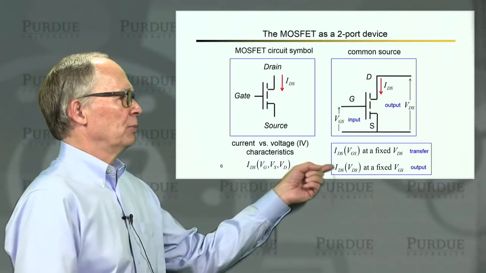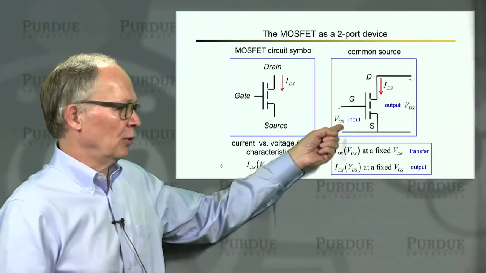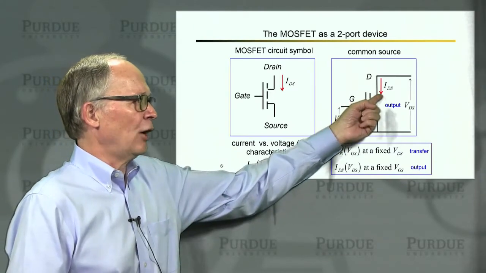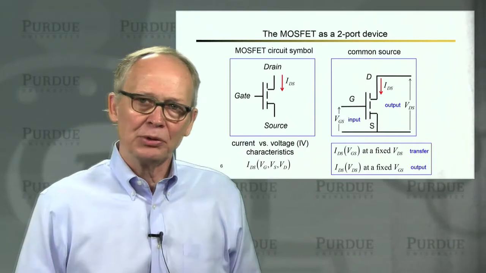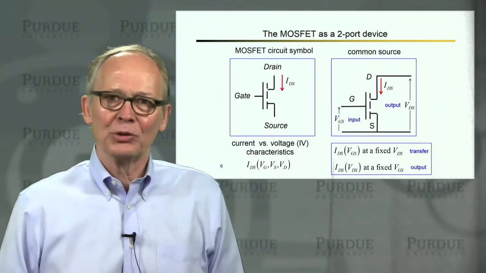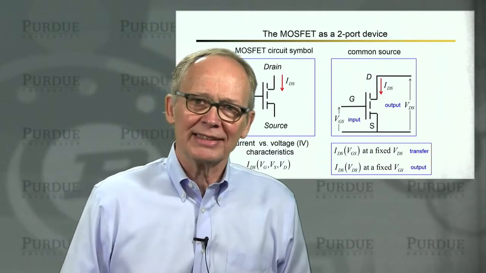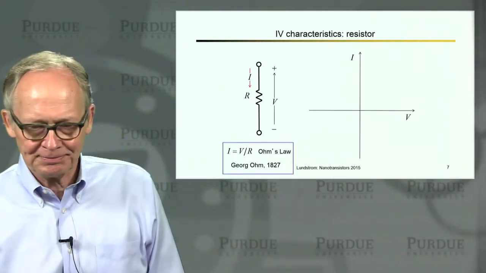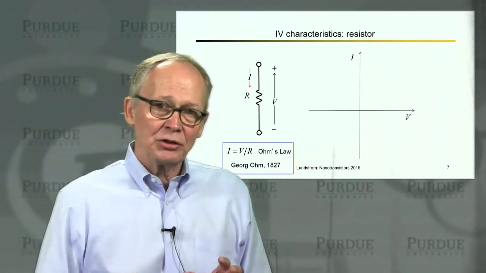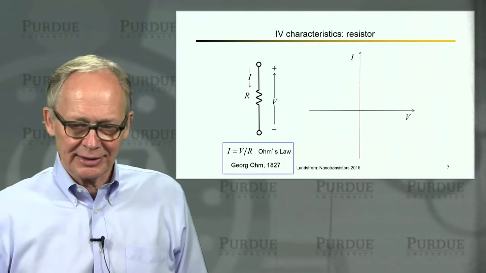Alternatively, we could plot it in a different way. We could fix the input voltage at a specific voltage. We could plot the output current as we sweep the voltage between the two output terminals. We call that the output characteristics. So get familiar with the terminology if you haven't seen this before, because we'll be using this routinely throughout the course. Now, what we want to do in this course is to understand the current versus voltage characteristics of transistors.